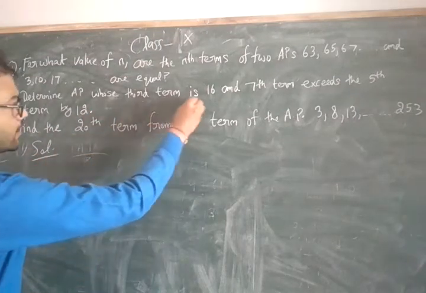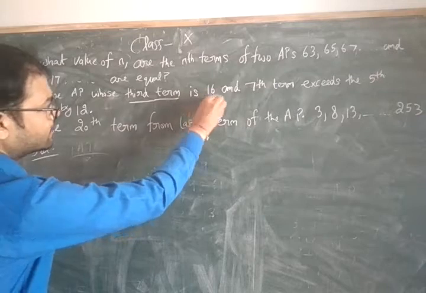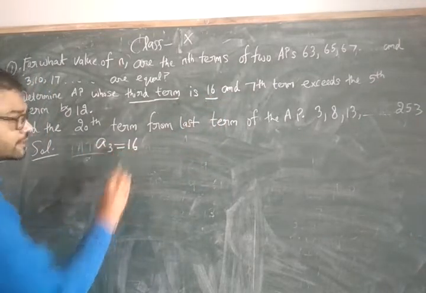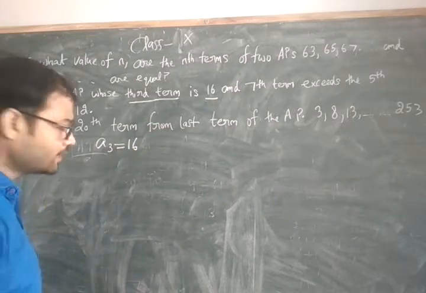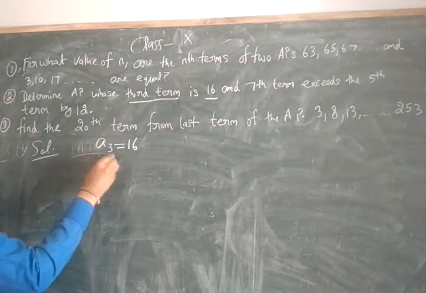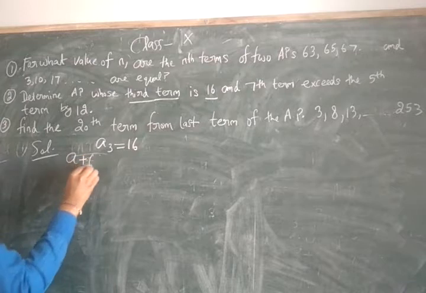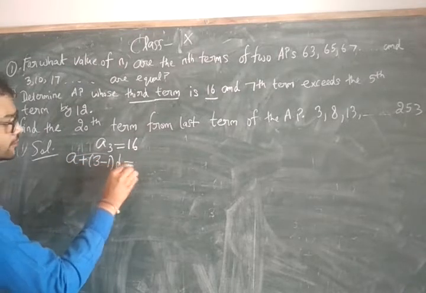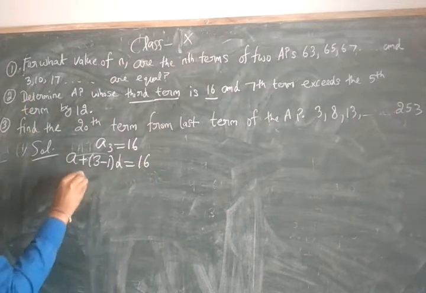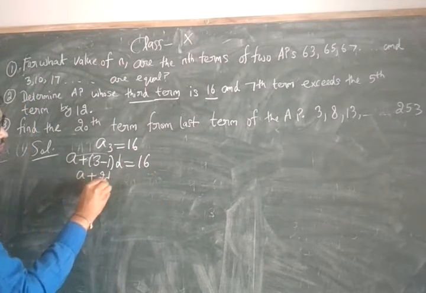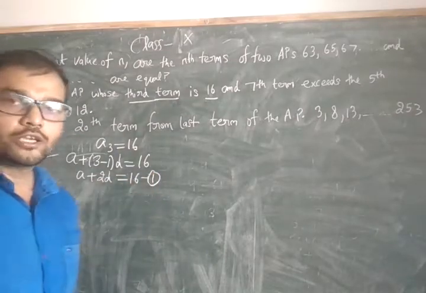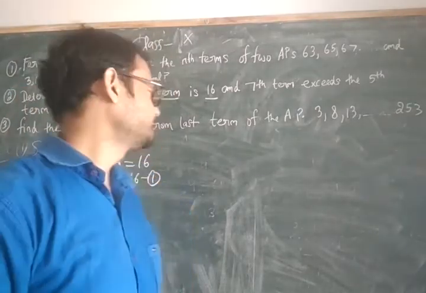You have given the third term is 16, means A3 is equal to 16. What is given, I write here. Now make the equation. A3 can be written as A plus (3 minus 1) D is equal to 16, means you have the equation A plus 2D is equal to 16. This will be your equation number first.